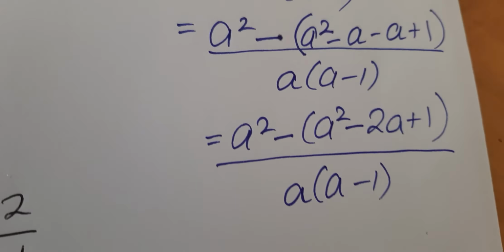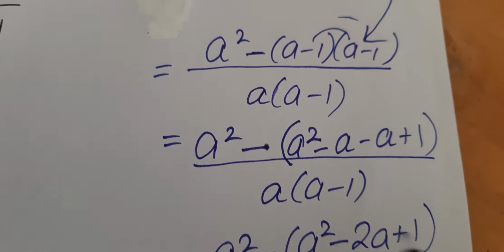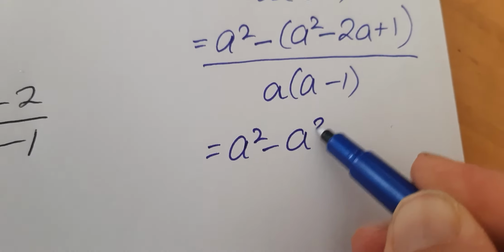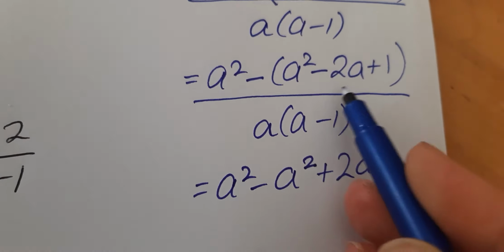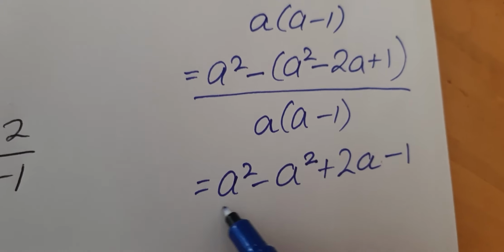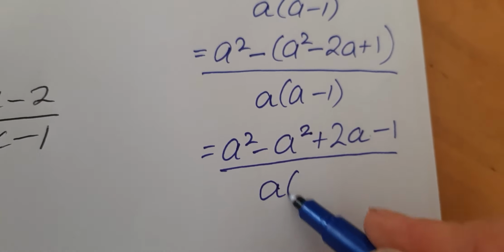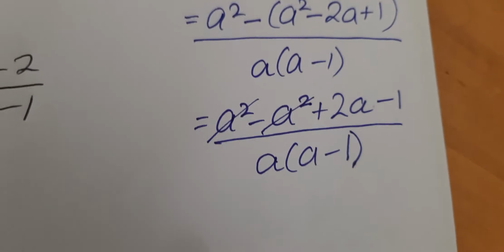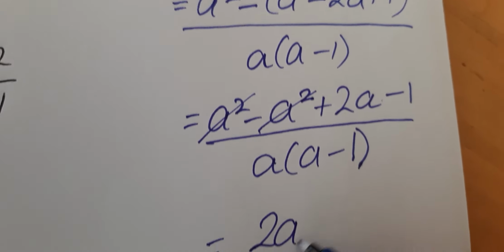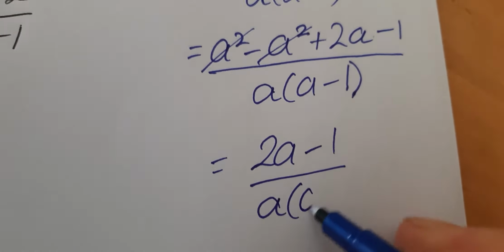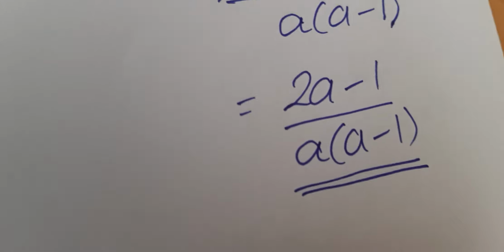Now let's remove that bracket. So you see how careful we are as we go along, especially because there's a minus in front of this, which will change all those signs now. So we have A squared minus A squared plus 2A. So the sign has changed, and minus times plus 1 is minus 1. All over A times A minus 1. Immediately we notice that these two cancel, and I'm left with 2A minus 1 over A times A minus 1. And that's my final answer because the numerator does not factorize.